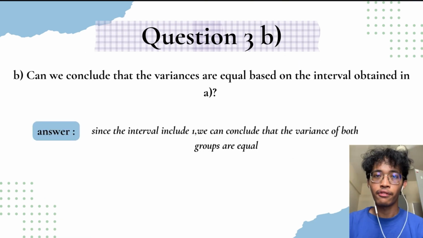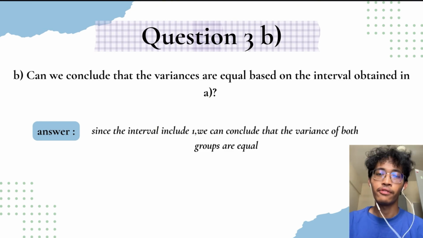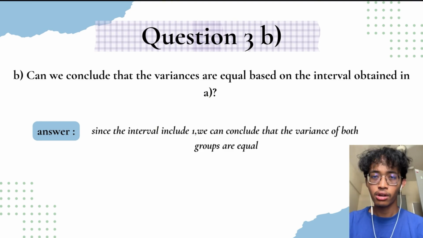In statistics, if a variance ratio interval includes the number 1, it means a 1-to-1 ratio is highly possible. Therefore, we have enough statistical evidence to conclude that the variances of both battery groups are equal.